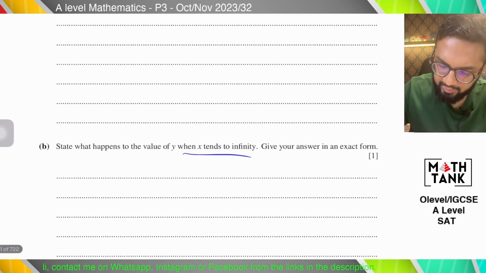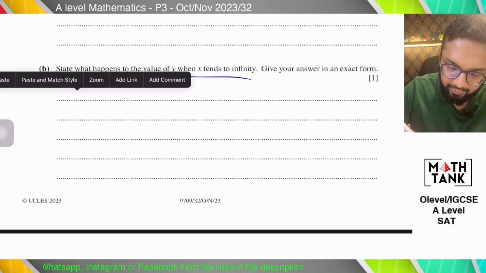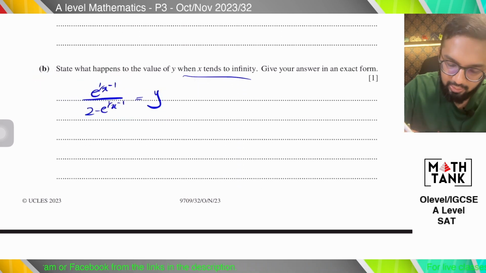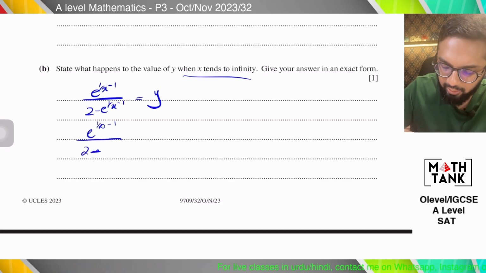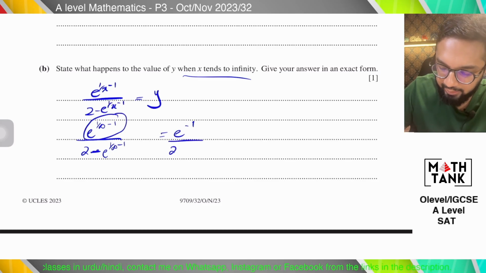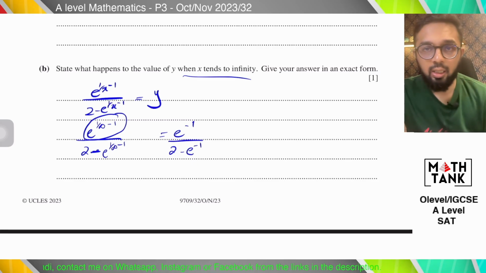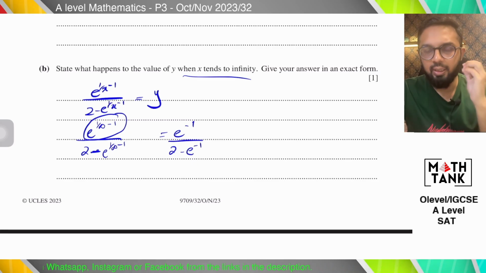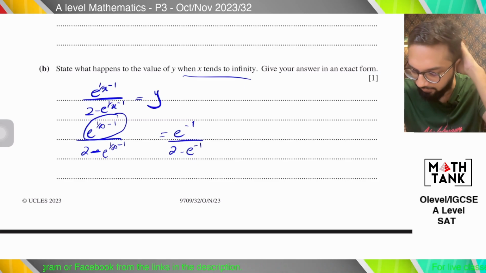For the next part, it says state what happens to the value of y when x tends to infinity. So I'm going to paste this here and say that since I want the value in exact form, I'm just going to show you. You can do this individually on a calculator and say that whenever you plug in infinity, this becomes e power minus 1. And this also becomes e power minus 1. In exact terms, 1 over infinity basically tends to 0, so 0 minus 1 gives me minus 1.